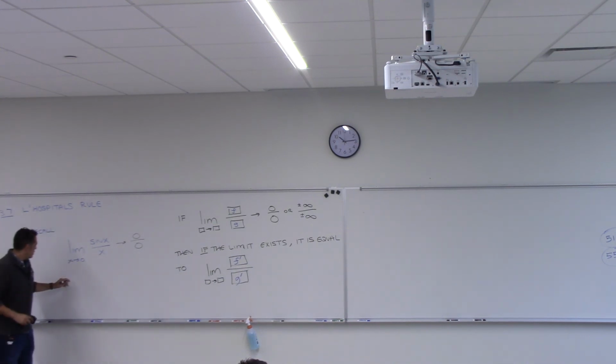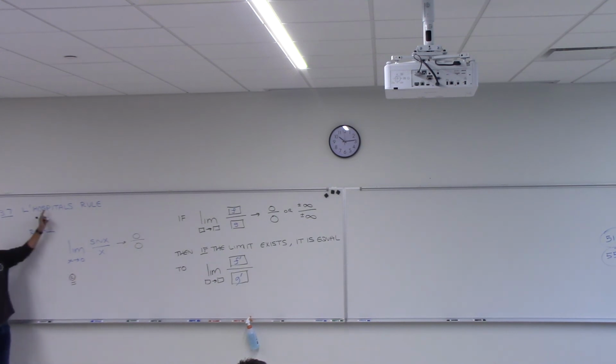Different textbooks do it different ways. A lot of textbooks will write an H on top of the equal sign to let you know that they're using L'Hopital's rule. Or they'll do an H and circle it. Or they'll do an L and circle it. I use an L and I circle it, and that tells you that I'm about to use L'Hopital's rule.